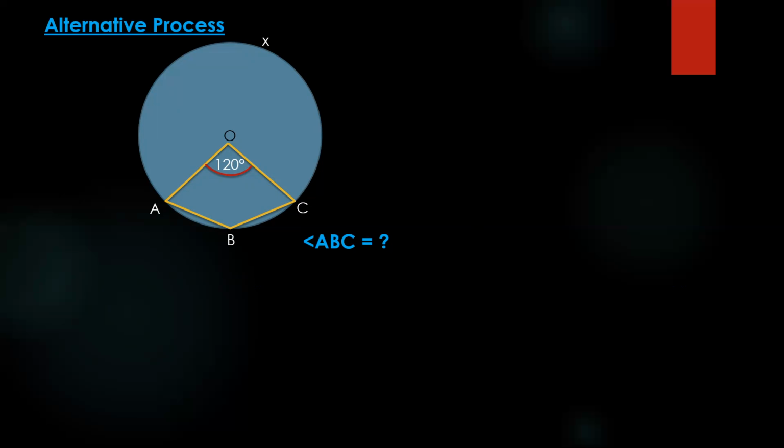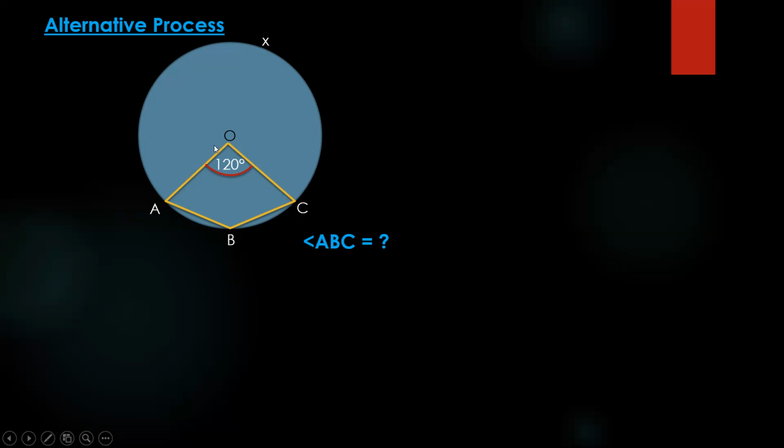So if you look here, you can see this is the center of the circle O, right? And here's 120 degrees, the central angle. And if you look at this angle, this is also a central angle. We call it the reflex central angle. This is reflex AOC. Look at it, reflex AOC, this one.